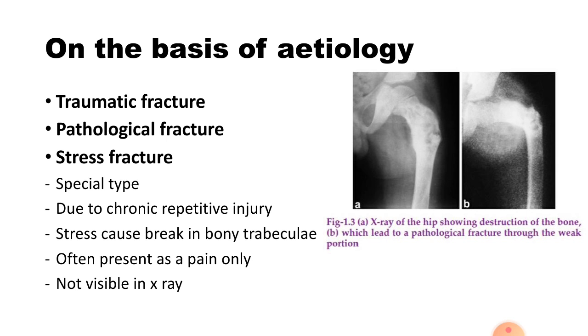Third is stress fracture. It is a special type of fracture which results from a chronic repetitive injury, right? This type of fracture will not be visible on the X-ray, and the fracture will occur within the bony trabeculae, right? So it often presents as pain only, which is a deep type of pain and not visible on X-ray.